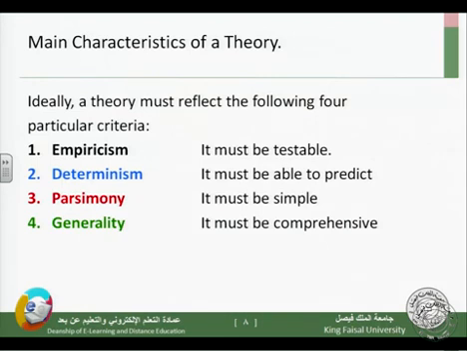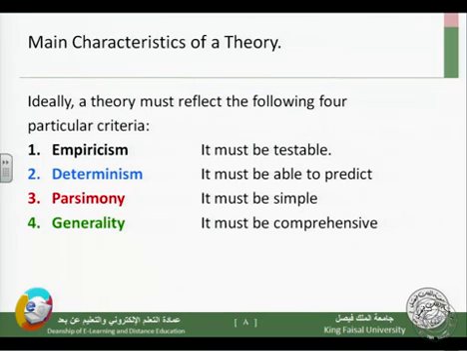Now, the main characteristics of a theory. The following criteria of a theory are essential if you really want to do any research, if you want to go on in your studies, whether to do a master's degree or a PhD degree. You need to have these criteria in front of you. They help you a lot in carrying out your research, whether you are doing a master's, a BA, or a PhD.